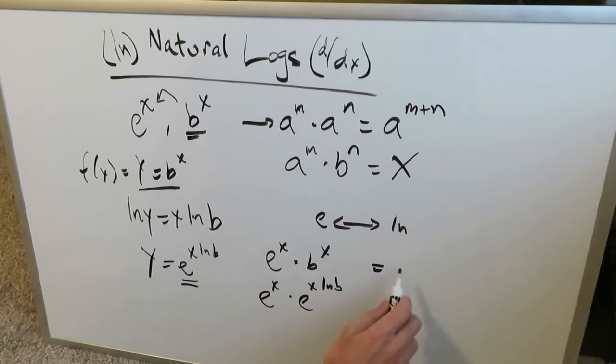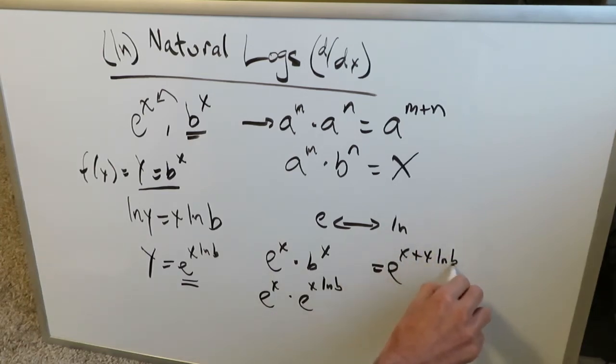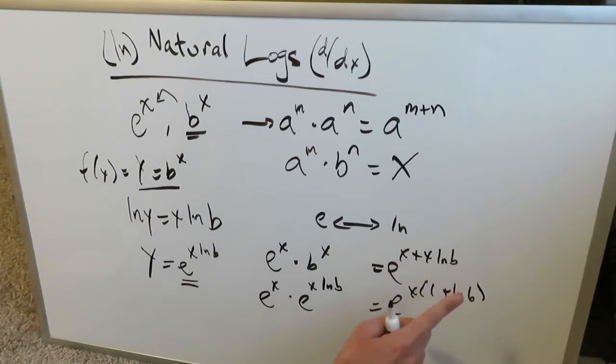The bases are the same. You add the exponents, x plus x ln b. You can further simplify this with a commonality here: x times (1 plus natural log b). Here I've shown you this is equal to that. That's just algebra over here, but I've shown you this. This right over here is the same thing as b to the x.